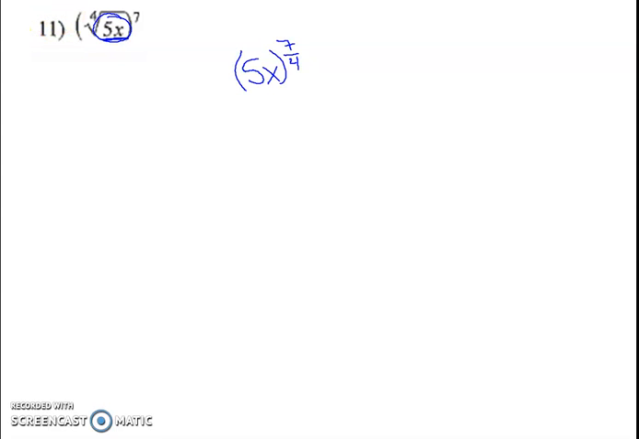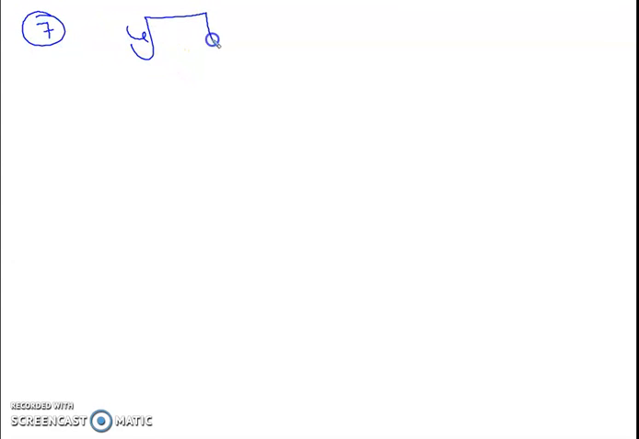We can do 7. So number 7 says 6th root of n squared. So back here is a 1. So n squared is my base. The 1 goes to the top, and the 6 goes to the bottom. And that's it. Good questions.